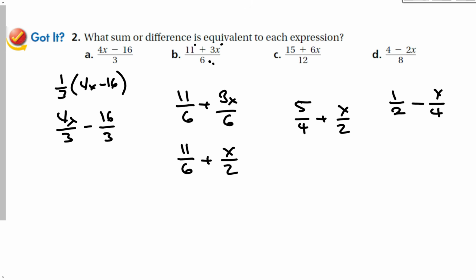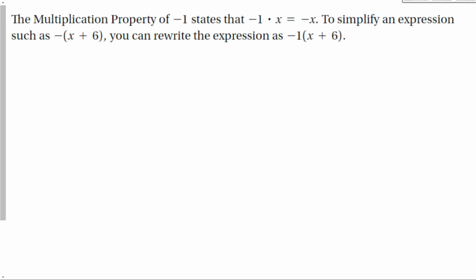Good. Next, the multiplication property of -1 states that -1 times anything is the opposite of that thing. So -1 times x is negative x. So to simplify an expression that looks like this, with that negative out front, all we're doing is rewriting it with a -1 out front and then distributing that -1 to the expression.